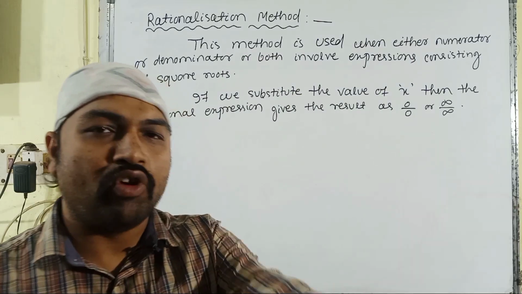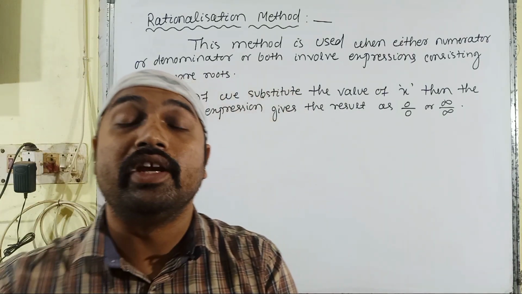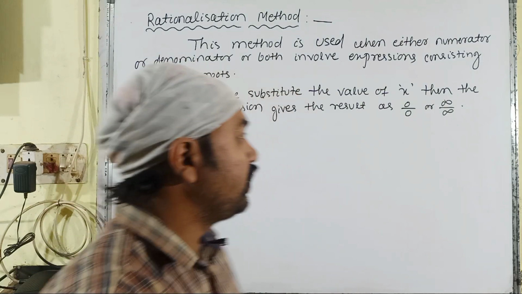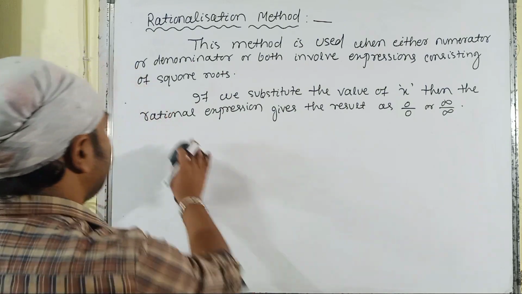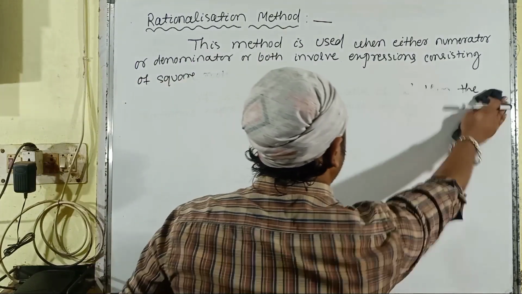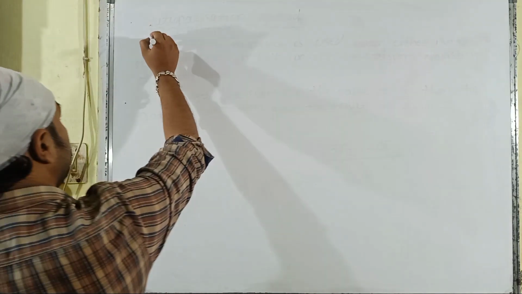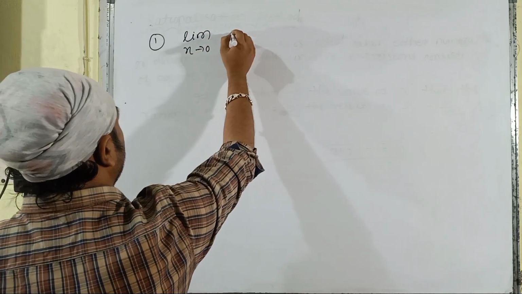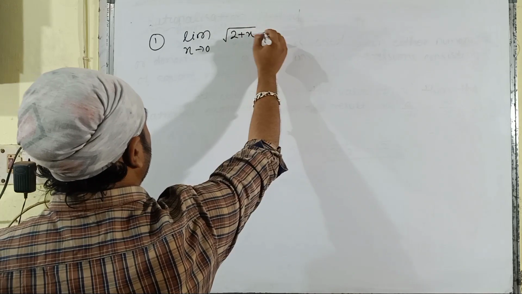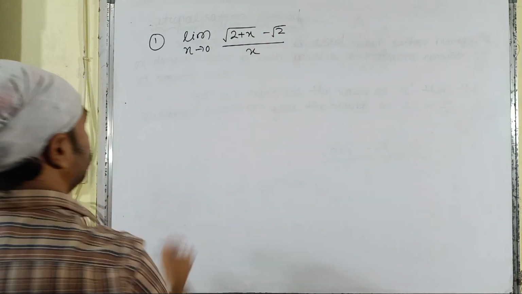If we substitute the value of x in the problem, then it gives the result as 0 by 0 or infinity by infinity. So let us discuss some of the problems based upon the rationalization method of the topic limit. So here is the first problem. Limit x tends to 0, square root of 2 plus x minus square root of 2, divided by x.